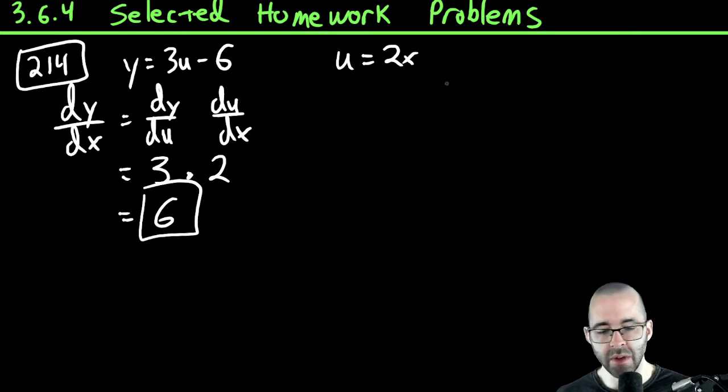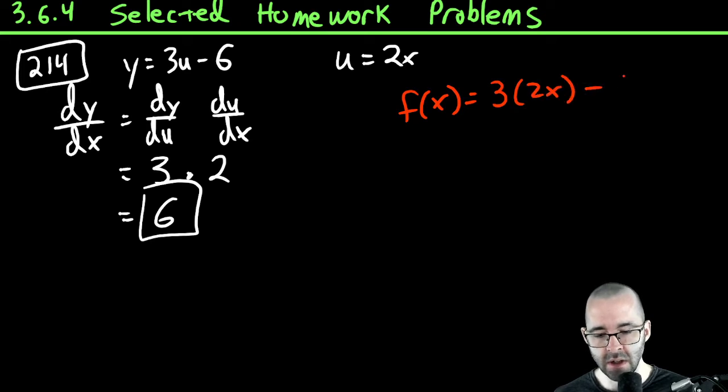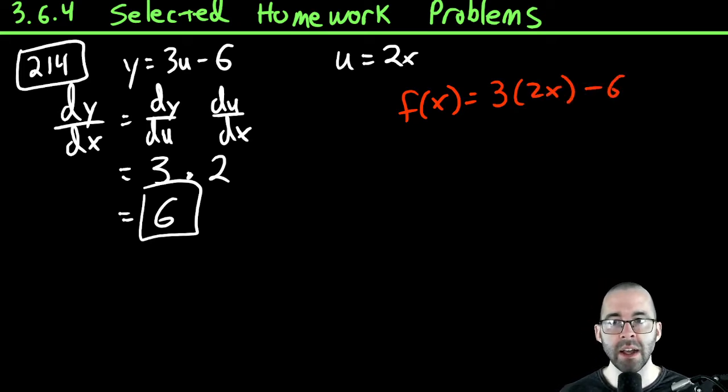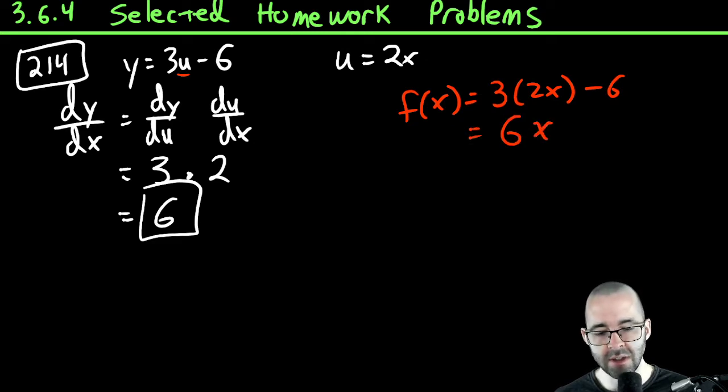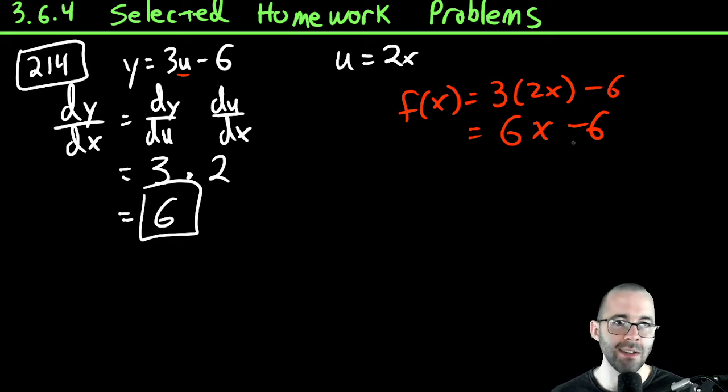To kind of connect it with the red method from the videos, you can also look at it this way: y is 3 times u minus 6, and u is 2x. So replace the u with the 2x. So this function is just 6x minus 6. What's f prime? It's 6. The derivative of this new resulting line is 6. That's all that's happening in this chunk of problems. Let me know if you have more questions about them, though.